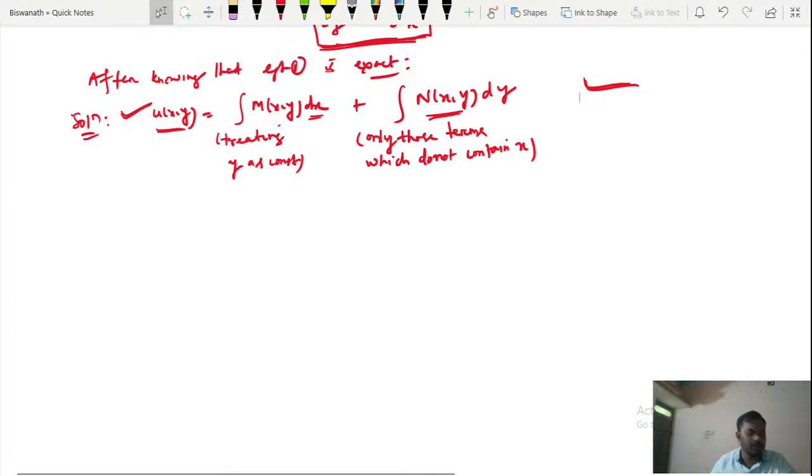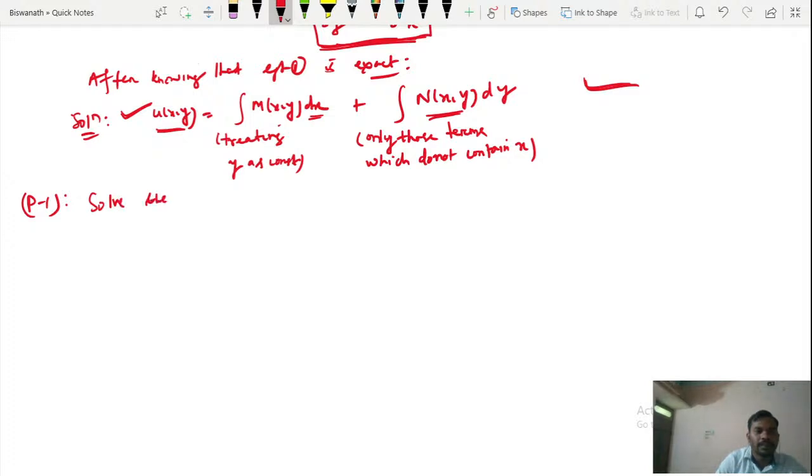So now come to a problem. Suppose a problem is given to you. Solve the differential equation, and the differential equation is y cos x plus sin y plus y, dx, plus sin x plus x cos y plus x, dy equal to 0.